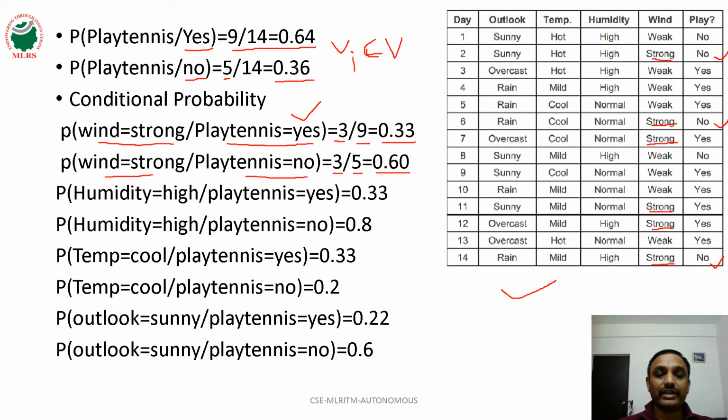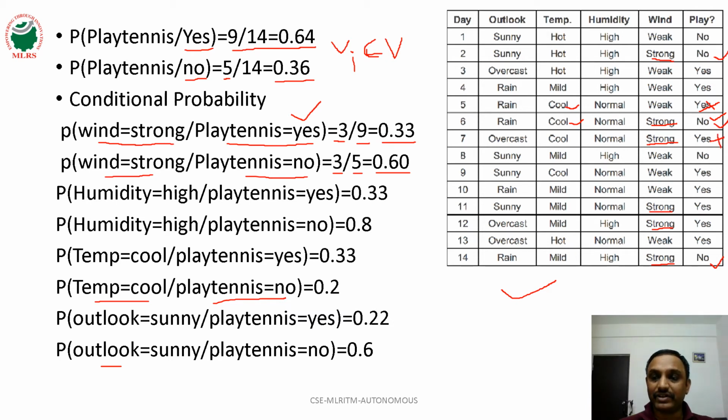So for example, here you observe temperature is equal to cool, play tennis is no. Okay. So where temperature is cool, here temperature is cool, play tennis is yes, we are not going to consider this one. So temperature is cool, we are considering yes. Sorry, no. So that one we have to consider.